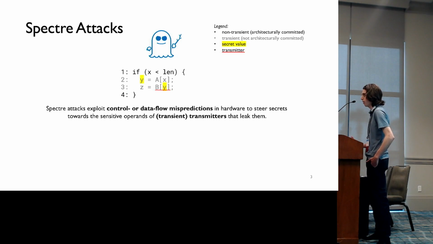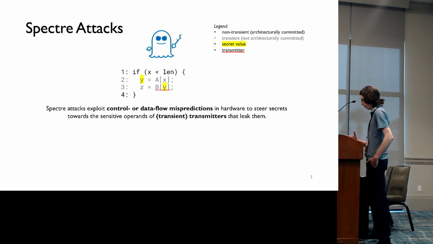So Spectre attacks are a particular kind of hardware side channel attack, which exploit transient execution due to control flow or data flow mispredictions in hardware to steer secrets towards the sensitive operands of transmitters. So by transient execution, I mean the execution of instructions that never architecturally commit. So basically they're rolled back due to a prior misprediction.